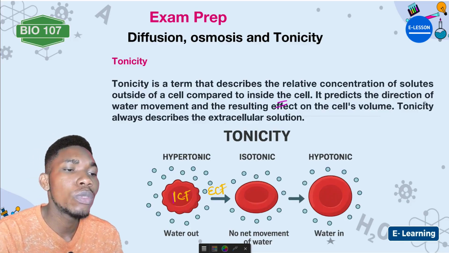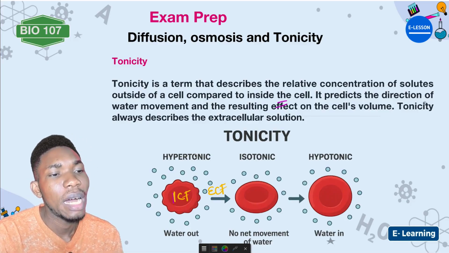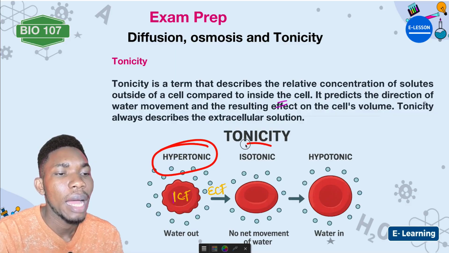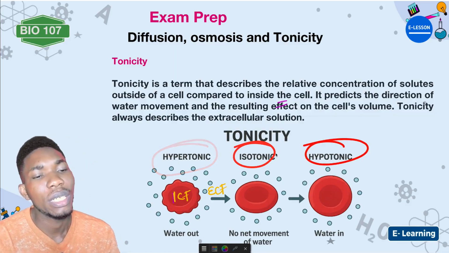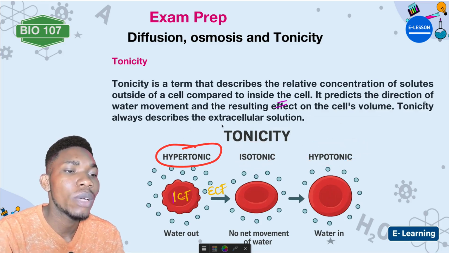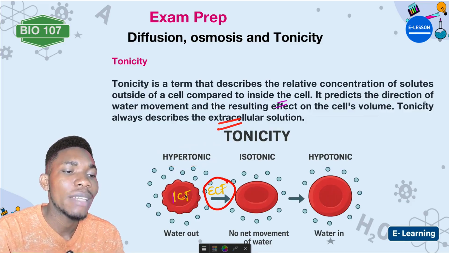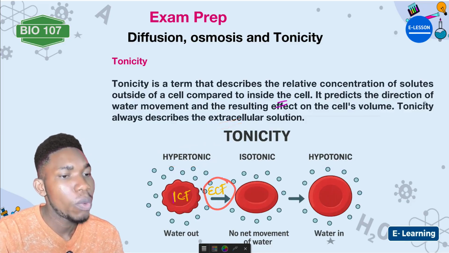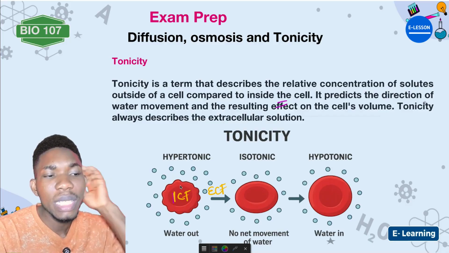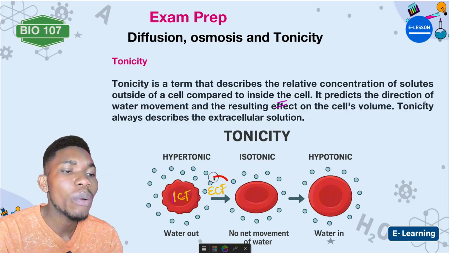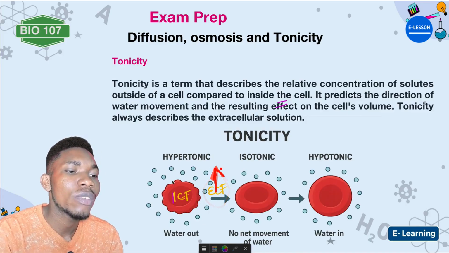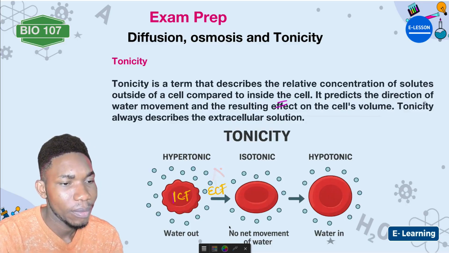Now, with tonicity, we could have a solution that is hypertonic, isotonic, or hypotonic. What do we mean when a solution is hypertonic? Most times when we are talking about tonicity, we are always talking about the one outside as compared to the one inside. Are you getting it? When we say something is hypertonic, it means the one outside has a higher concentration as opposed to the one inside.